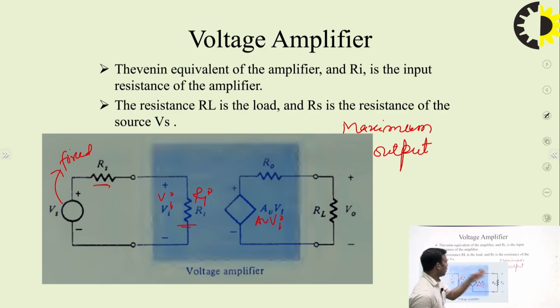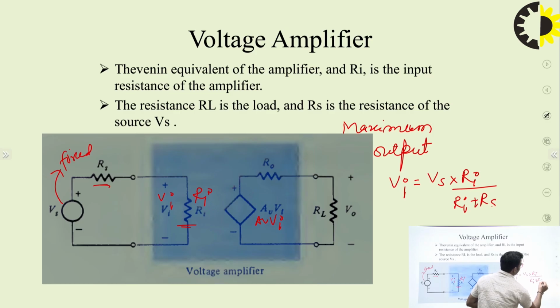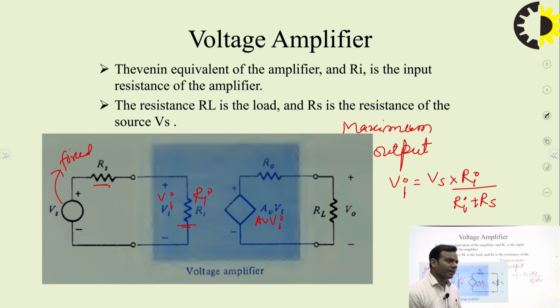And obviously, output will also be more. So now let us see what will be the condition for maximum Vi. Actually, Vi will be equal to Vs into this resistor Ri upon Ri plus Rs. By voltage divider rule, simply we can write this.